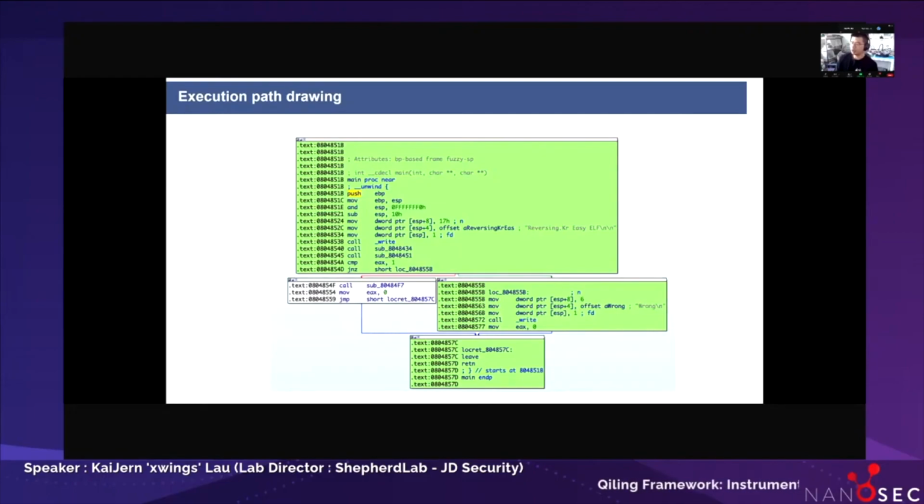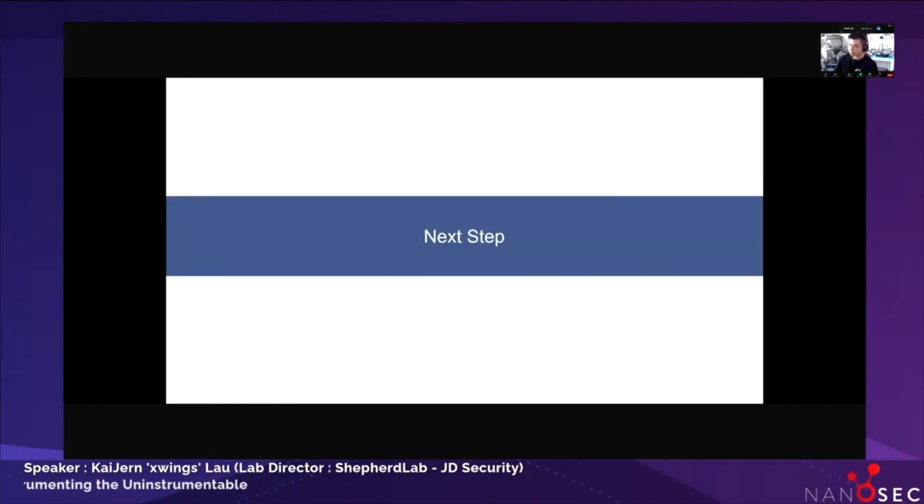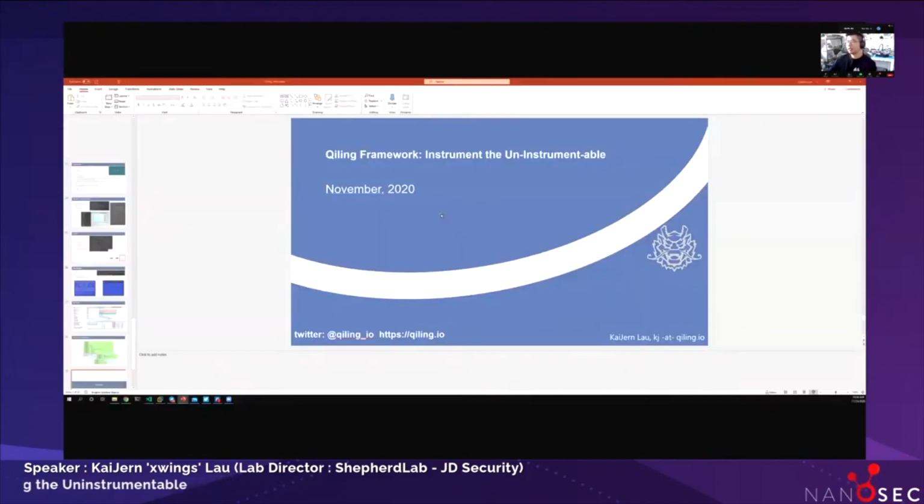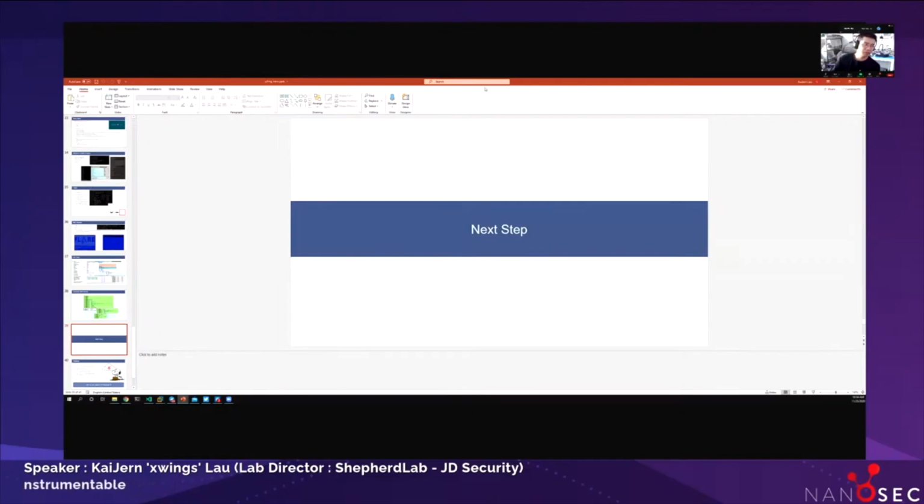Inside IDA, we can also make use of IDA to do the execution path drawing. So in the execution of one binary file, you will know which part of the file is actually being executed and which part is not. So we will be able to draw out the entire execution path. So it's much easier for you to trace when it comes to reverse engineering. So I'm going to show you some demo here.